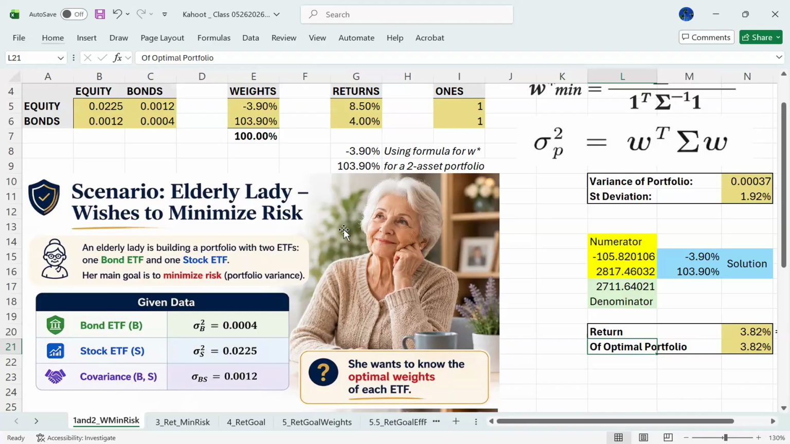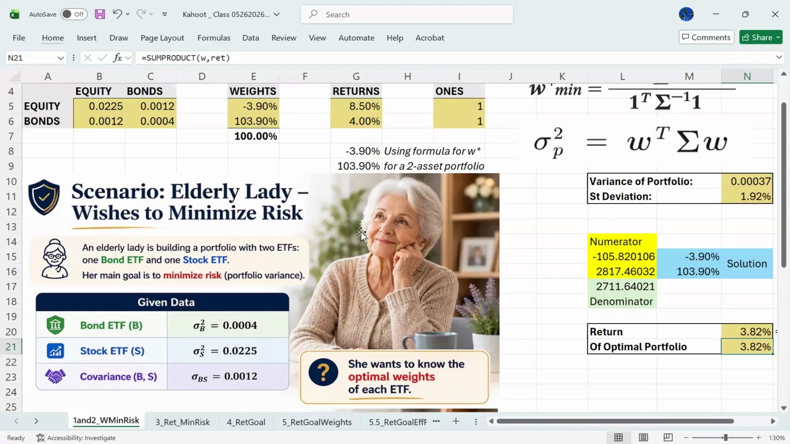Now, if that is your goal, then this is the portfolio that leads you to the lowest possible risk. So if this is the only goal that this lady is pursuing, this would be the best portfolio she could adopt, the one where she is reaching the lowest possible value for variance, which is the metric that she's paying attention to.